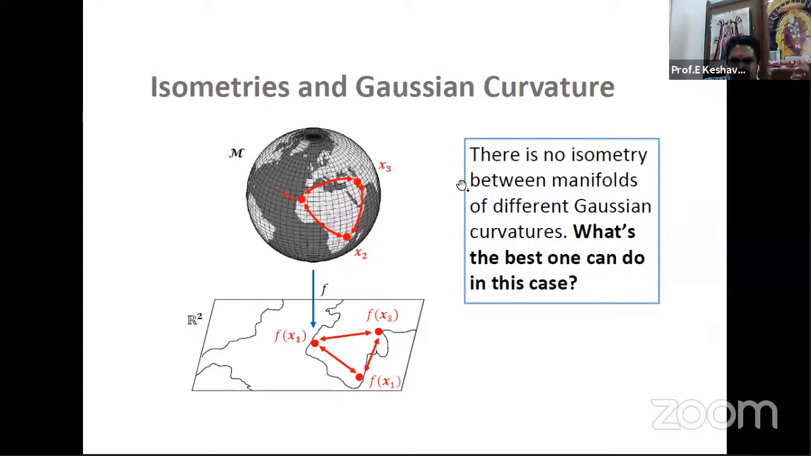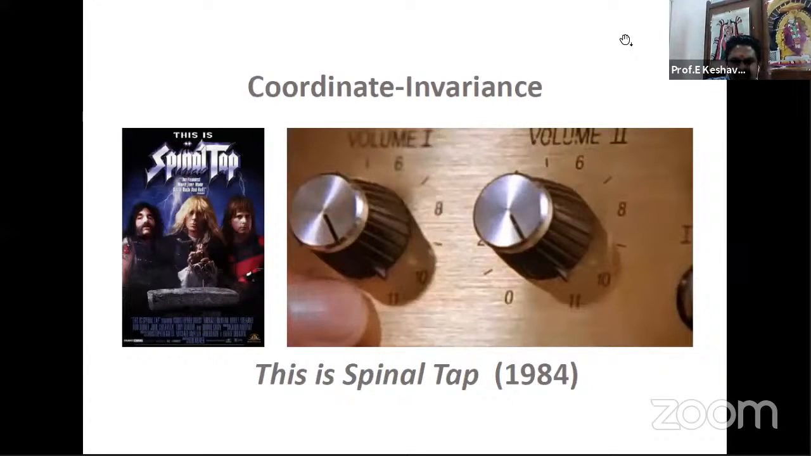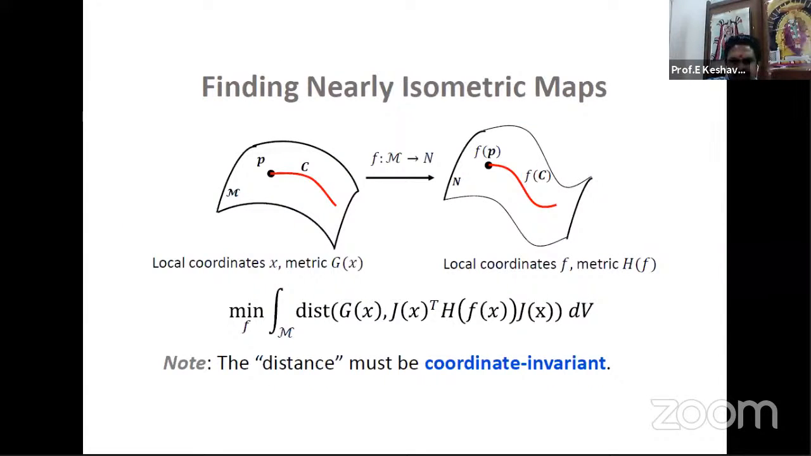Now all of it is not necessary. There is no isometry between manifolds of different Gaussian curvatures. This is different Gaussian curvatures. So what's the best one we are going to do for this one?